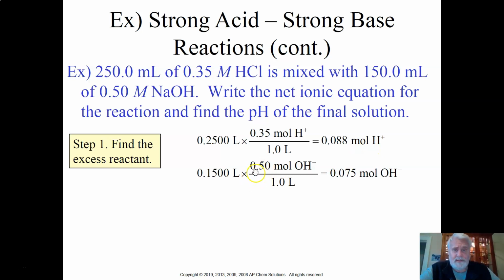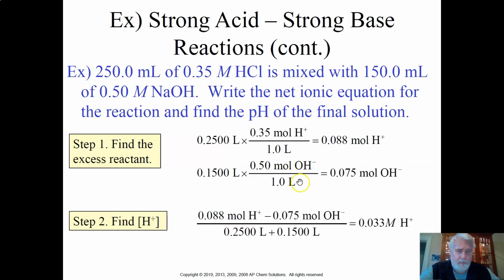If you were to use this, you would have thought OH was winning because it's a stronger concentration. But in fact, when you take the different volume into account, there's more of this. So it ends up having a greater amount of H plus ions. Okay? So as a result of that, that will be in excess. And then you can just do this little problem right here.